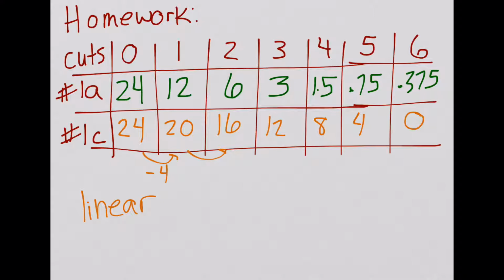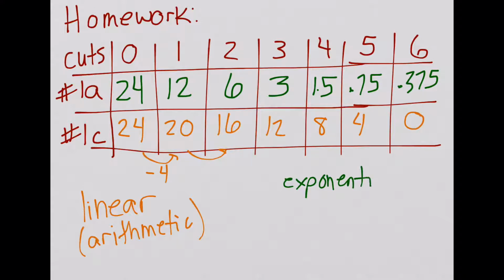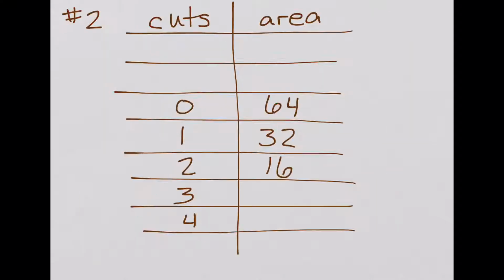So plan C is linear because it's just subtracting 4 every time, and that reminds me of arithmetic, and arithmetic is like being linear. But the first one, that was exponential decay because it was being multiplied every time by 1/2. And 1/2 is smaller than 1, so my factor is less than 1, so it's decay.